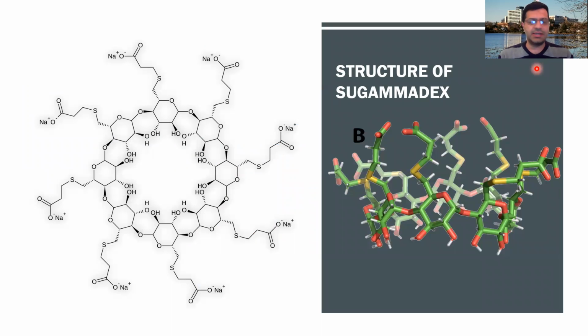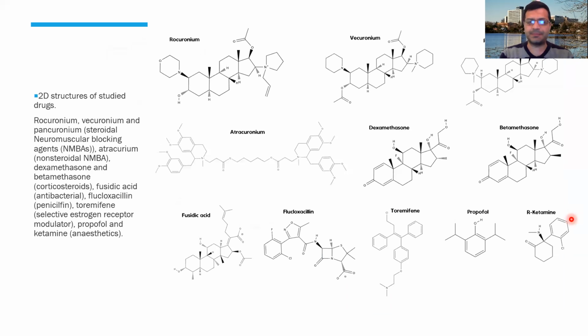So this is the structure of Sugammadex. It has 8 sugar rings with some side chains. And here is a 3D structure of the Sugammadex. It has one side as a hydrophilic side with several hydroxyl groups here, and it has a cavity which is hydrophilic.